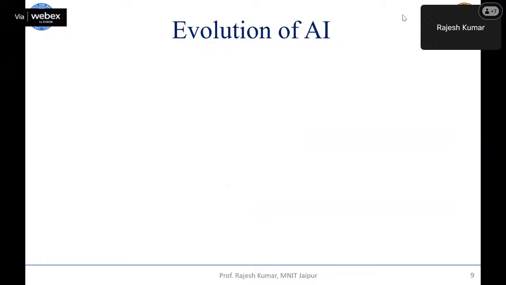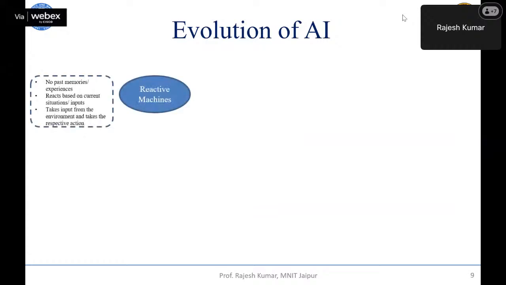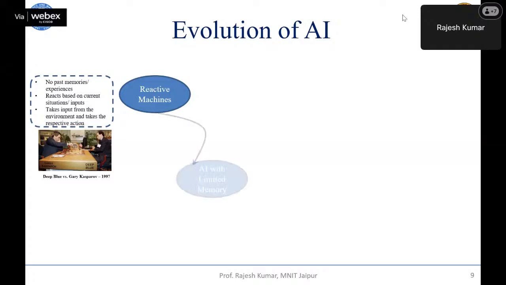So what is the evolution of AI? Initially, the reactive machines came into the picture, where we don't have much memory. They react to the current situation, what is happening there, and based upon the environment and the current situation, they take actions. An example is playing chess, but not considering memory: what is the current scenario, what move am I going to take?